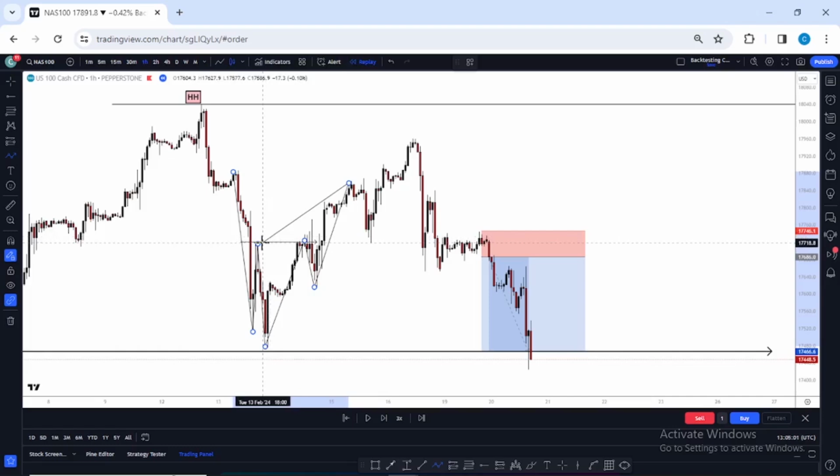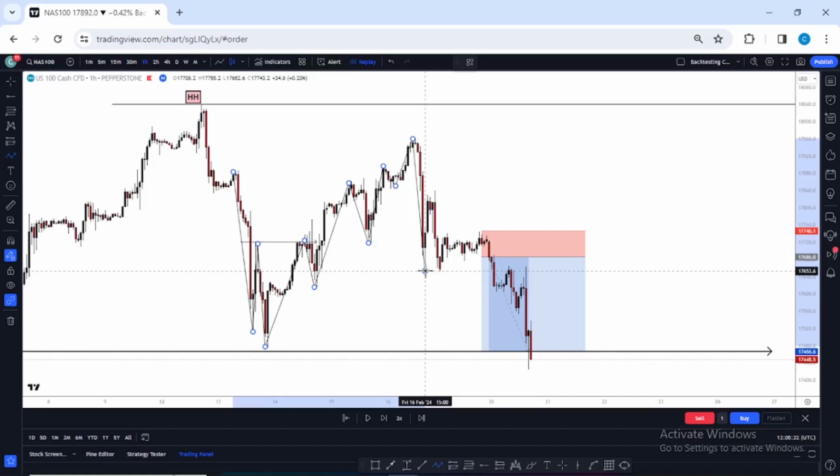Alright, good. So after this higher high was created, what did the price do next? It came back down to create a new higher low, went back up to create a new higher high, came back down to create a new higher low, went back up to create a new higher high. After this higher high was created, what did the price do next? It came back down to create a new lower low.